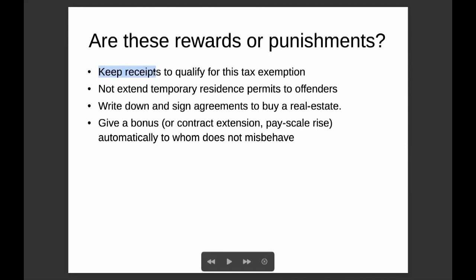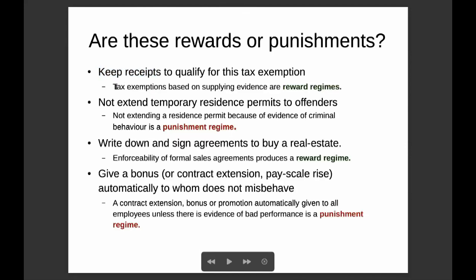Keep receipts to qualify for this tax exemption. Who provides evidence? The norm addressee, so it is a reward regime. Not extend temporary residence permits to offenders. Who provides evidence? Not the offenders. It is a punishment regime.